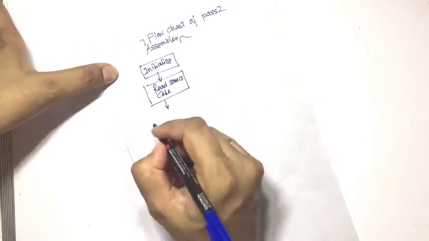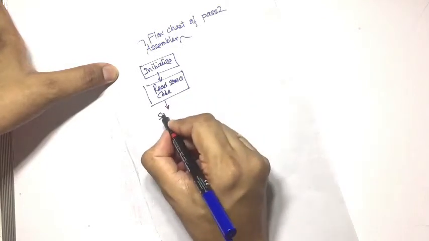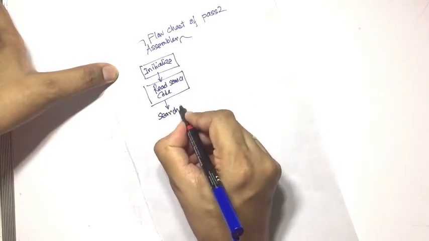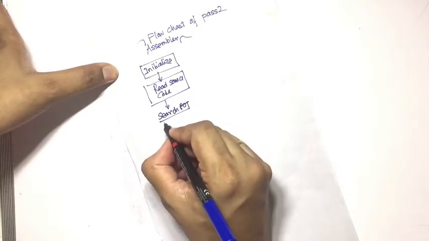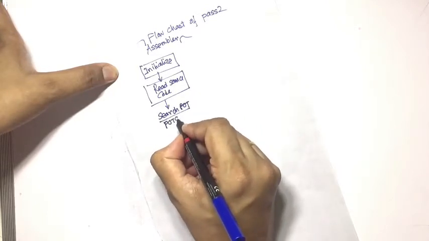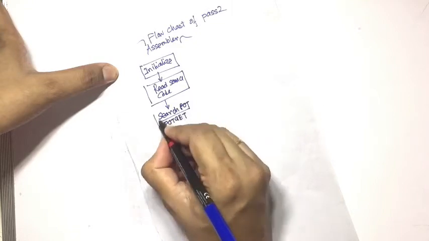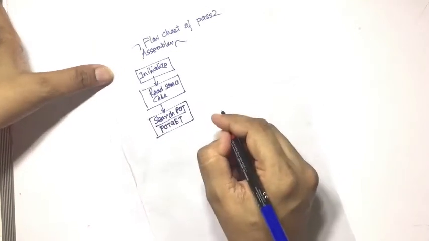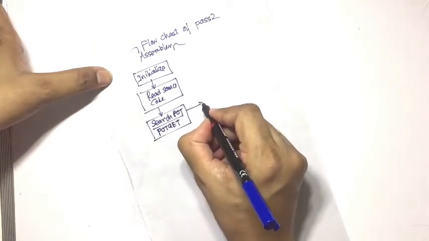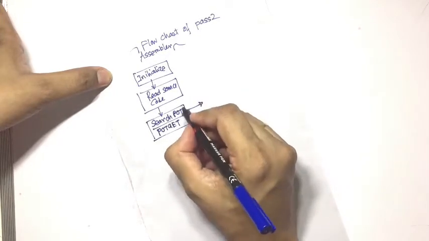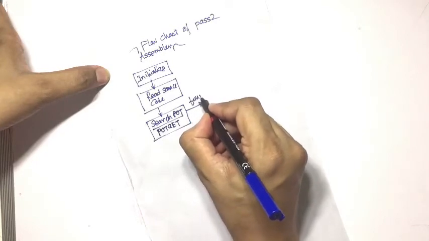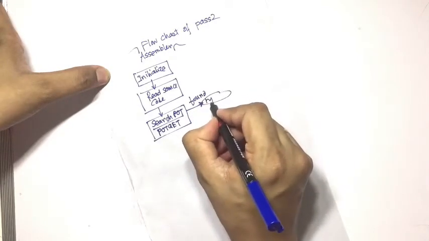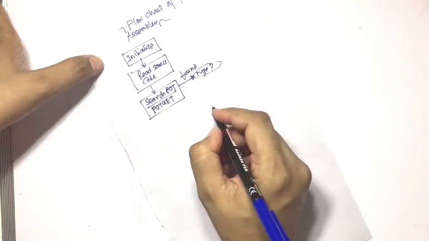After that we have to search the POT, pseudo operation table. There is a technique known as POT get to search the table. If the opcode is found in the pseudo operation table, then we have to check the type of the instruction.